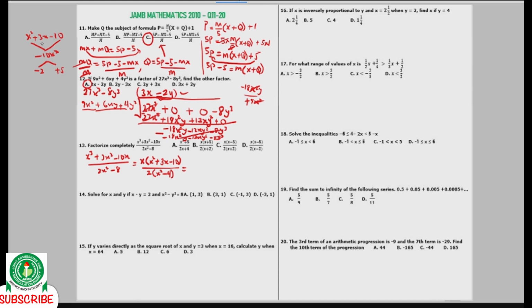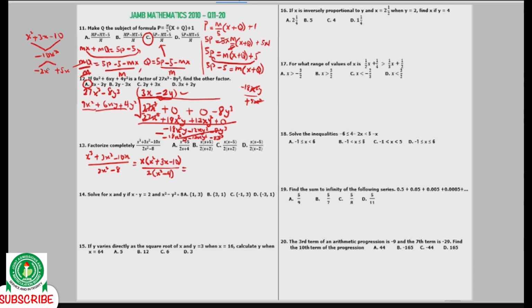So that's why we are using that factor. When you multiply minus 2 times 5, it will give minus 10. So we just need to add x to this in order to be able to have minus 10x and 3x here as well.